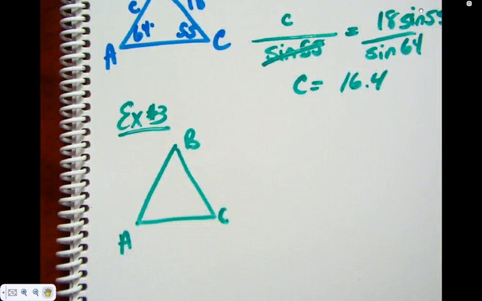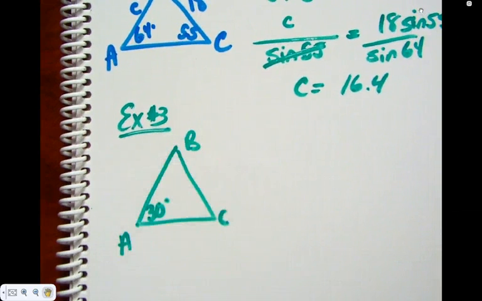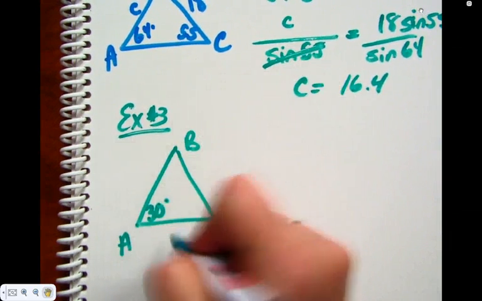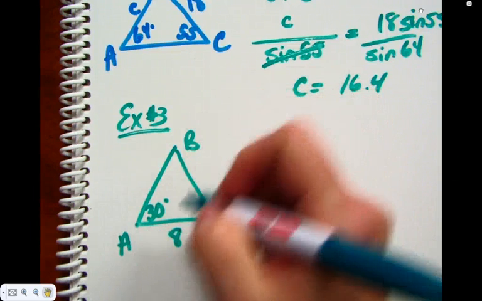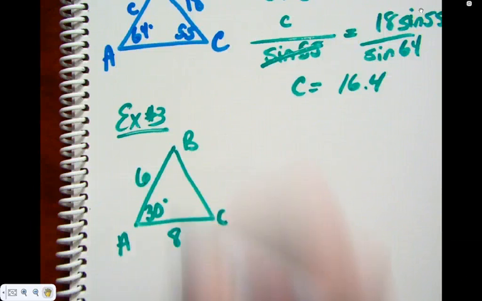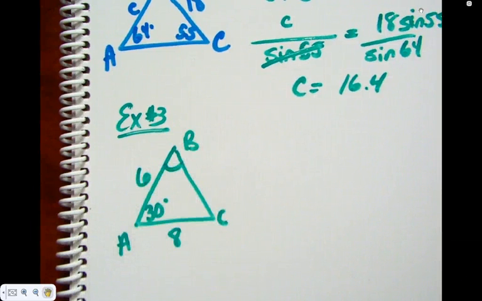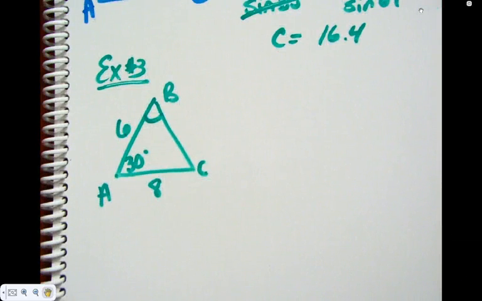Same first step. Draw and label the triangle. Angle A is 30. Side B is 8. What am I missing here? Oh, side C is 6. And we want angle B. So step 1 is exactly the same, draw and label. Step 2 is exactly the same, what are we trying to find?